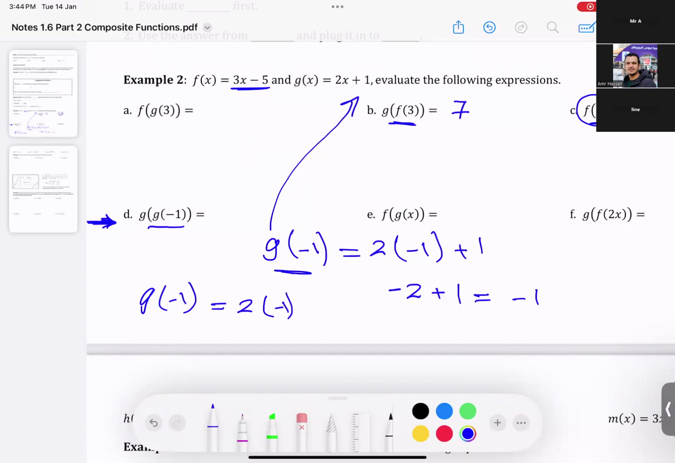So it's going to be 2 times negative 1 plus 1. I think no need to do it because you'd end up with the same answer. So it's going to be negative another time, right? Yeah. Okay.